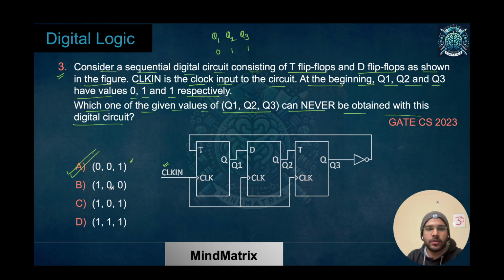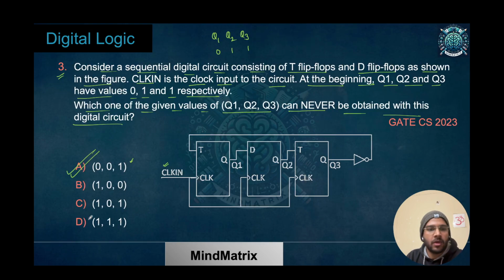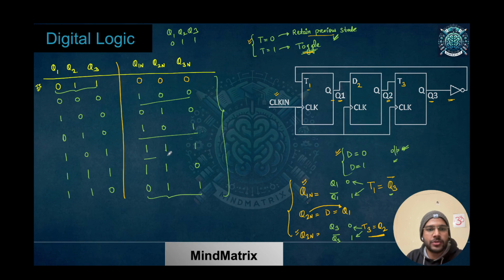What about 1, 0, 0? So if you see here, yes, 1, 0, 0 is there. So that can be generated. What about 1, 0, 1? 1, 0, 1 is also there. What about 1, 1, 1? So 1, 1, 1 is also there.